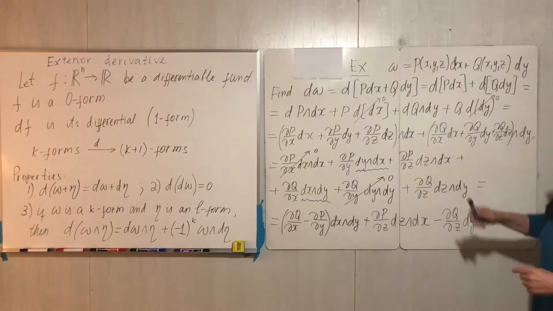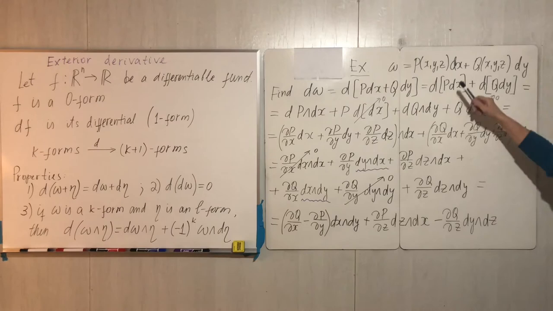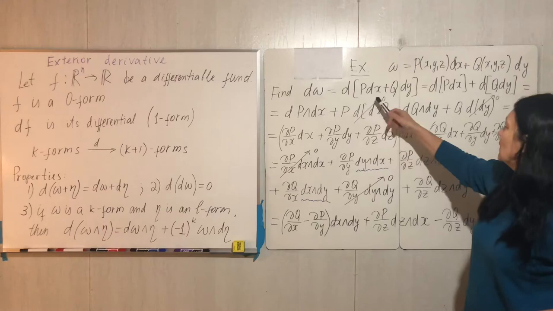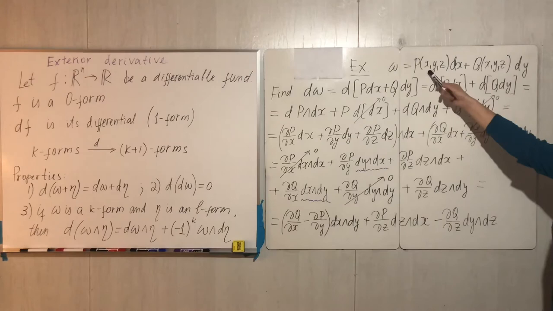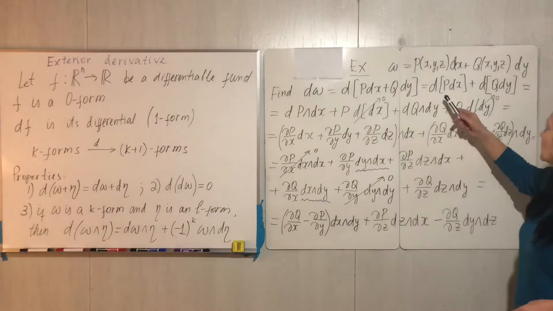And now let's look at an example. Suppose we have here a one form, right? From this introduction, we expect to receive a two form. So let's compute. We have this one form, d of p dx plus q dy. I assume that my function p is in three-dimensional space. Then I apply the first rule, so it will be d of the first term plus d of the second term.